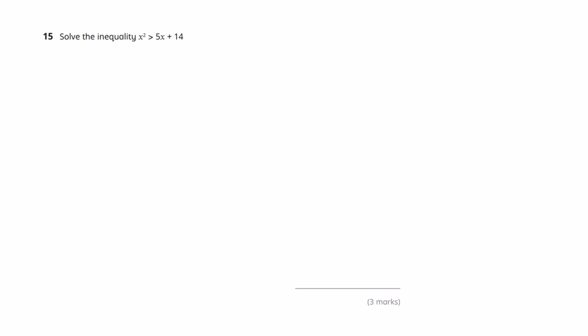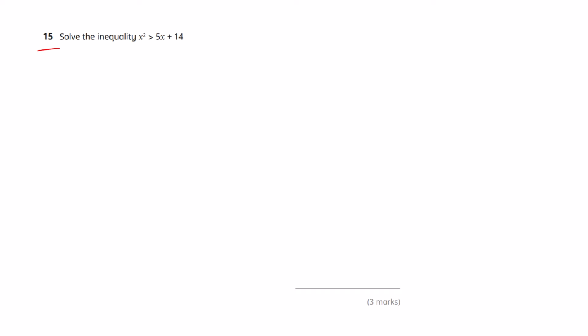GCSE 9-1 maths, solving a quadratic inequality. So probably one of the nicest grade 9 topics in my eyes. It shouldn't even actually be grade 9 because it's quite a nice topic. In hopefully 2 to 3 minutes.